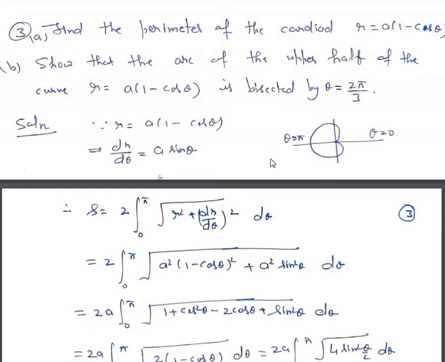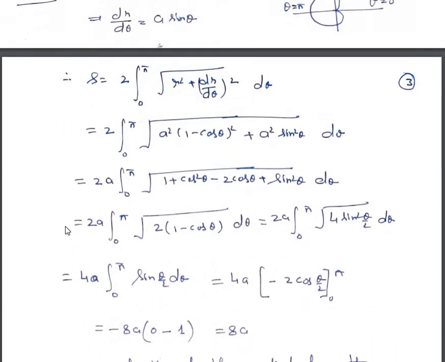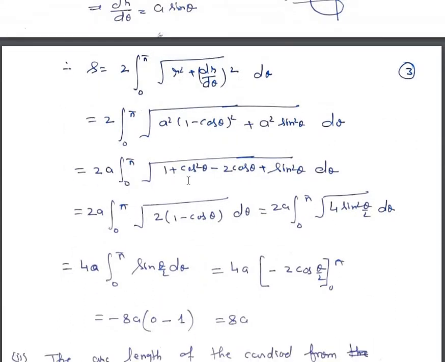So therefore total length of the cardioid is 2 times integral 0 to pi under root of r square plus dr upon d theta whole square d theta. Substitute the values of r and dr upon d theta. So this is 2 times integral 0 to pi under root of a square 1 minus cos theta whole square plus a square sin square theta d theta, which is 2a times integral 0 to pi root of 1 plus cos square theta minus 2 cos theta plus sin square theta d theta. Again cos square theta plus sin square theta is 1. So we have 2a times integral 0 to pi under root of 2 into 1 minus cos theta d theta.